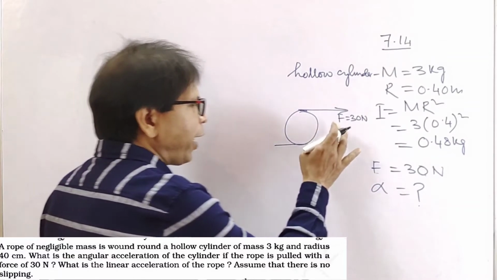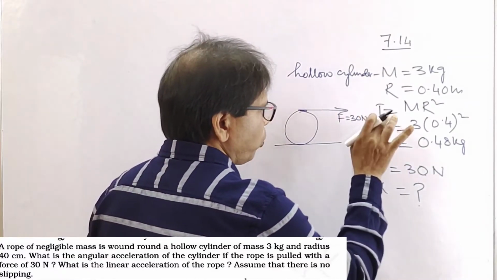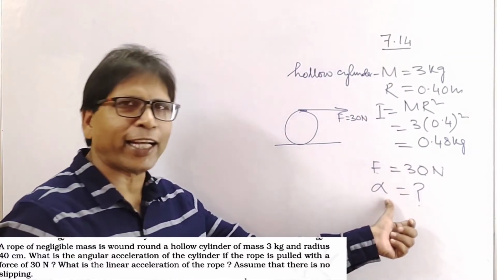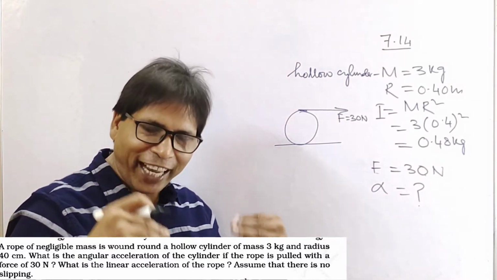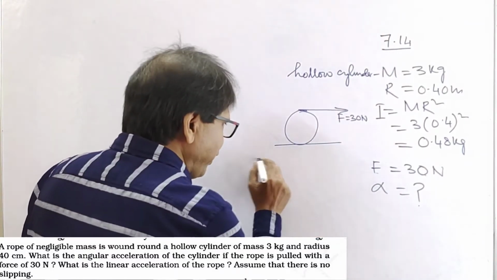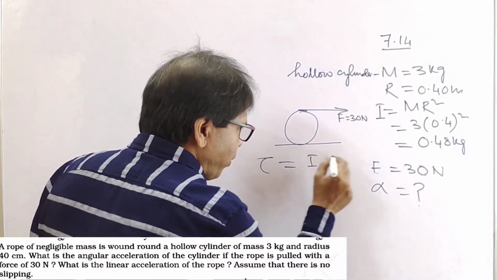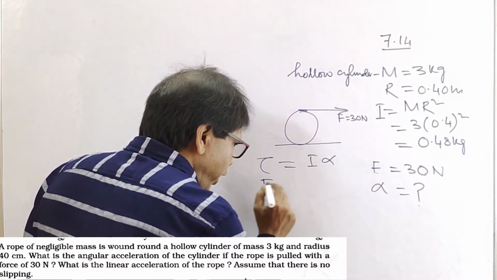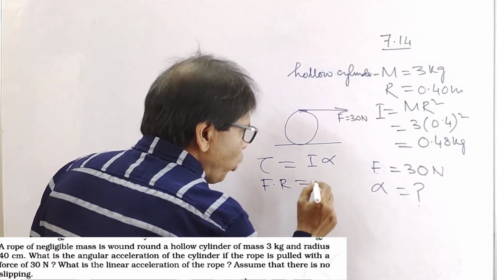A force of 30 Newton is acting on the rope. We have to calculate angular acceleration. Now to calculate acceleration, we have to apply the torque equation. So look at this, tau equal to I alpha. Now tau equal to F into R, equal to I alpha.